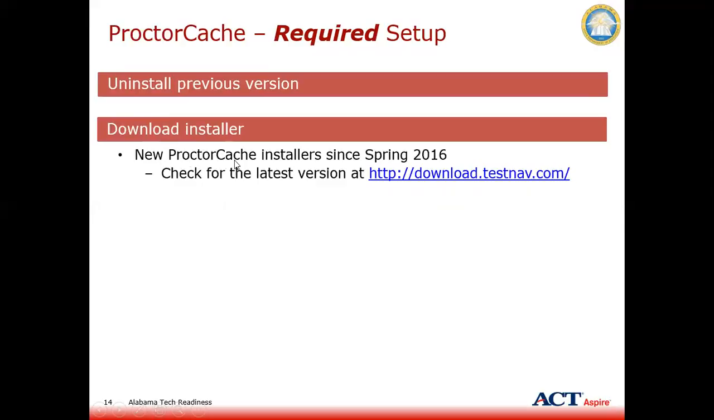So do note, for those of you who previously did proctor caching, these are new installers since last spring. So that's why you do need to uninstall the previous one and download the newest. Again, that direct link is download.testnav.com, but you can also, as we saw, get it off of the landing page, or you can get it off of the TestNav 8 support sites. Lots of places, depending on the resource you prefer, where you can find the installers that you need.